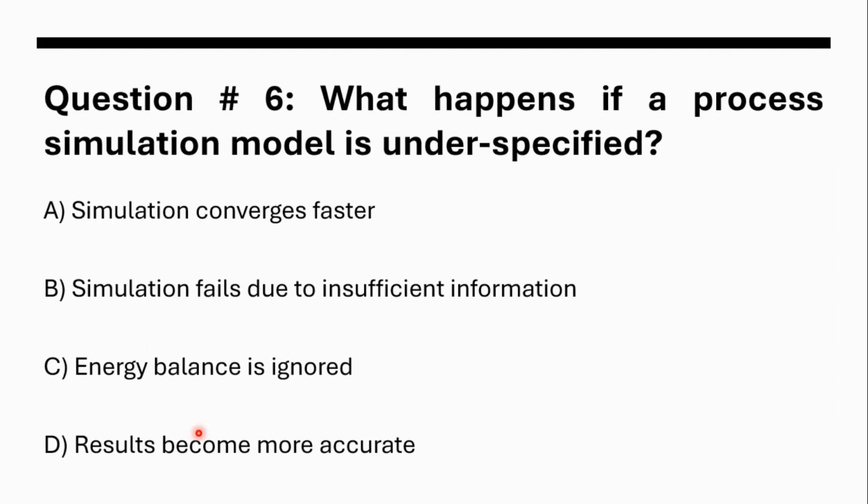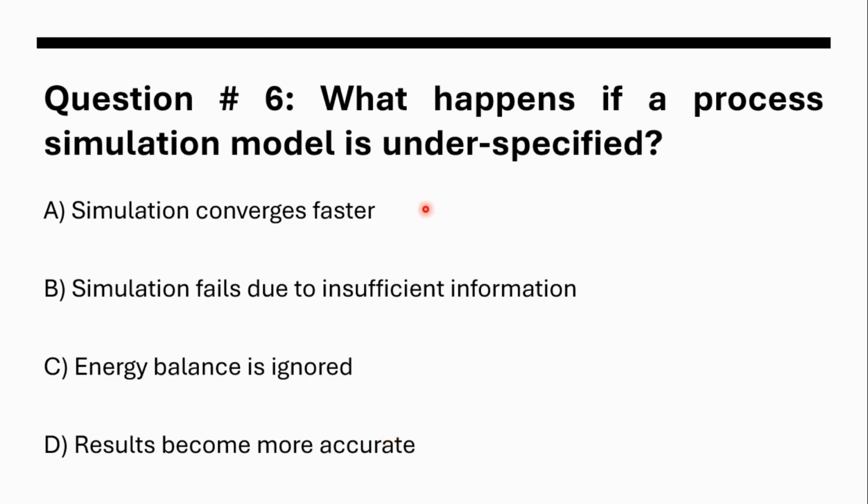Going to question number 6, what happens if a process simulation model is underspecified? We have already studied the degree of freedom, and if the number of variables is more than the number of design equations or design parameters, what will happen? A, simulation converges faster. B, simulation fails due to insufficient information. C, energy balance is ignored. And D, results become more accurate.